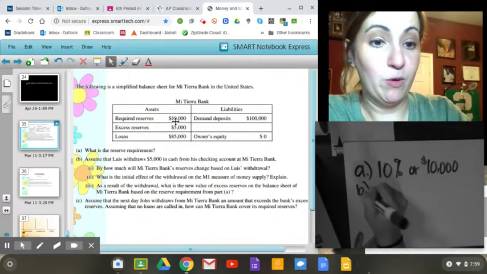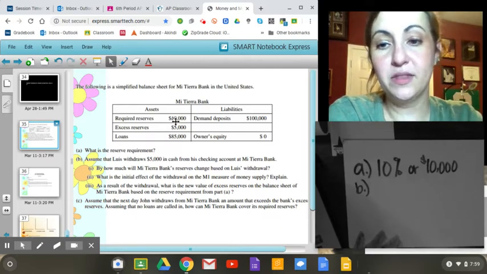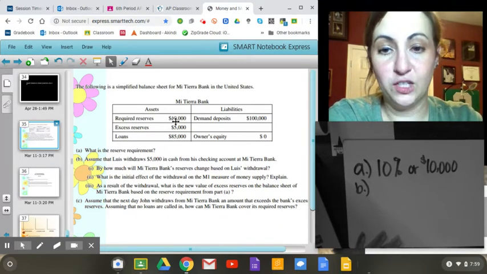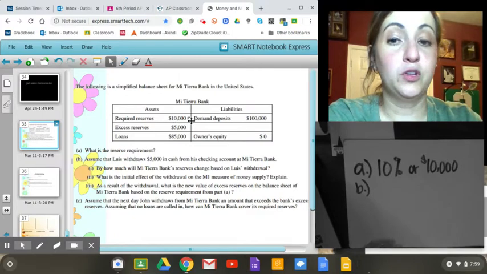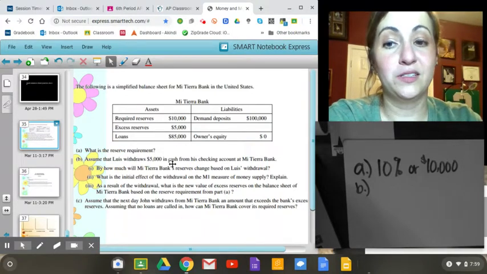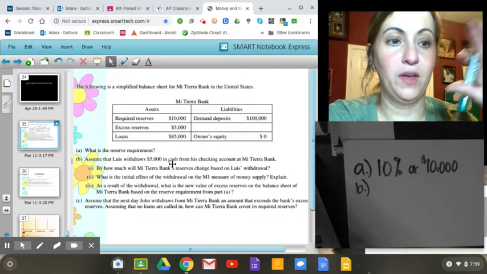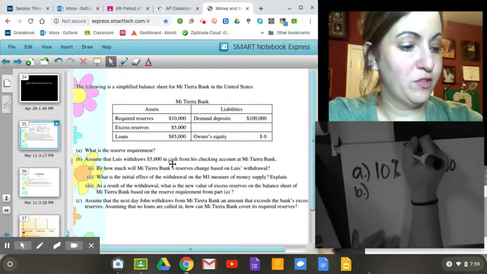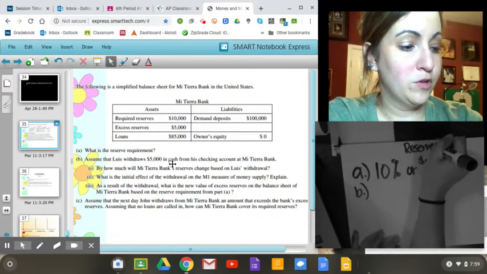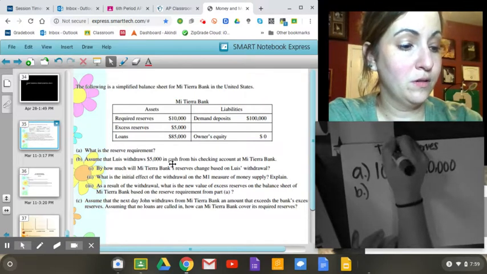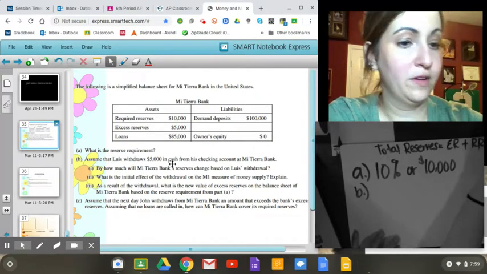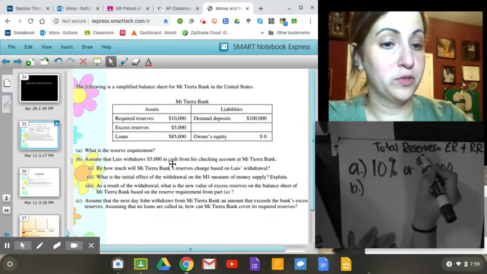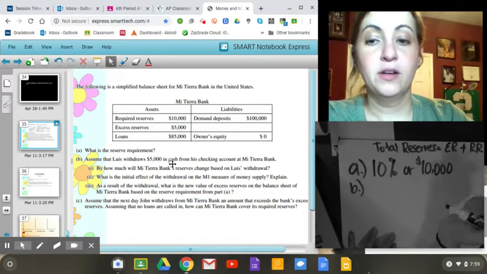On B, we have multiple parts. It says, assume that Luis withdraws $5,000 in cash from his checking account at Multiplier Bank. How much will the reserves change based on the withdrawal? So notice how it says reserves. It doesn't say required or excess. It means all of them. So if you see the word reserves, I'm going to write this off to the side. Reserves, or you can say total reserves, is excess reserves plus required reserves. So if you see reserves or total reserves, that's what they mean. They mean both.